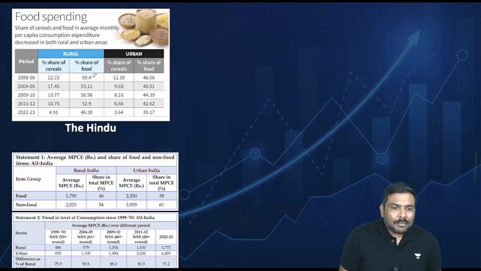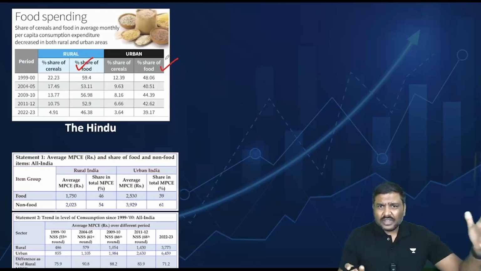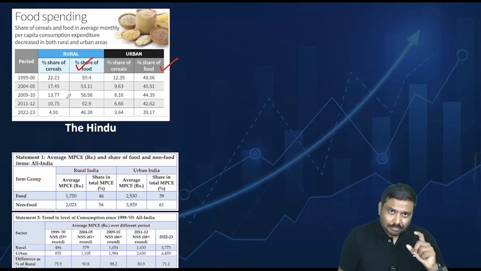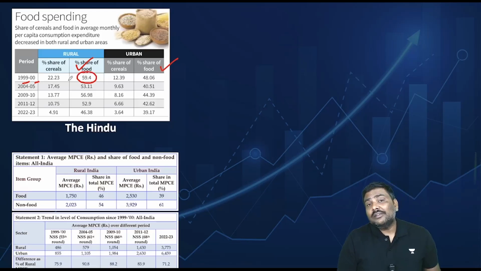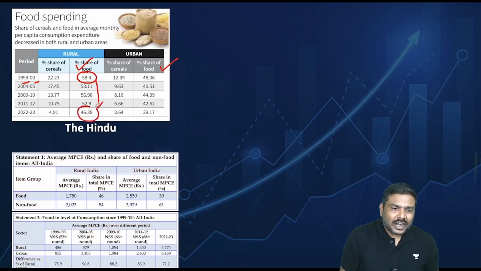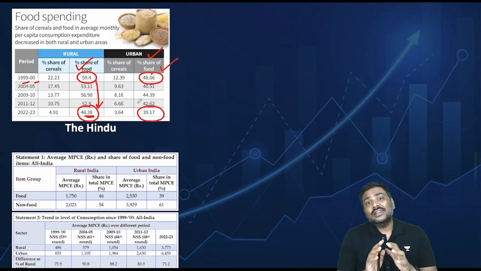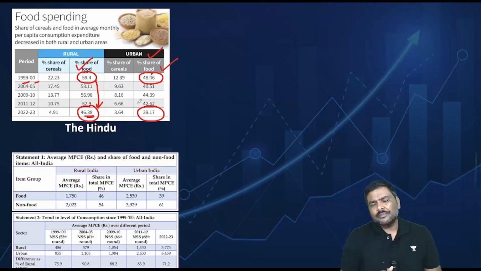Next, what has happened to the food expenditure in both urban India and rural India compared to the previous decades? You will make an observation. Please do that. In 99-2000, out of the total expenditure, 59% was spent on food. Over a period of time, in rural India, it has come down from 59%, and as per the latest data published by the government, it is 46%. Whereas in urban India, it was 48% back in 99-2000. Now, as per the latest data published, it is 39%.